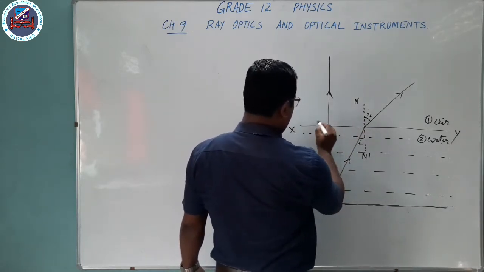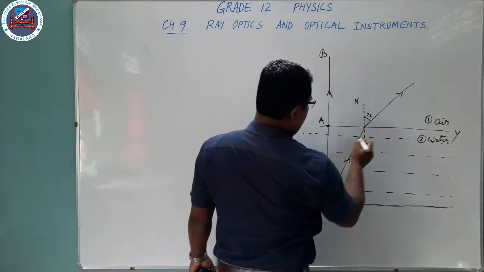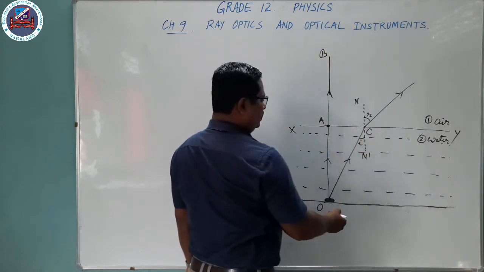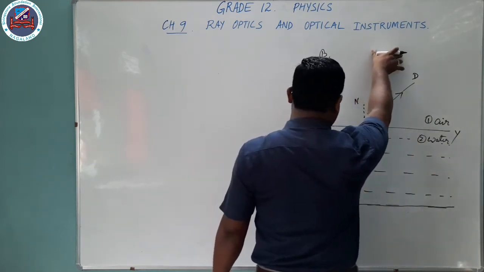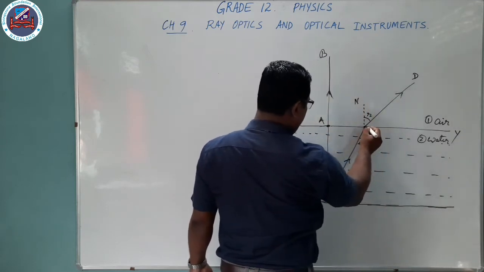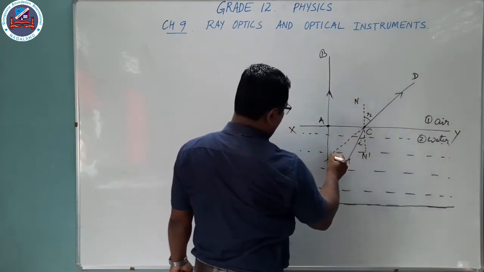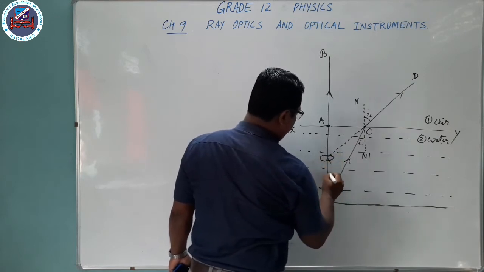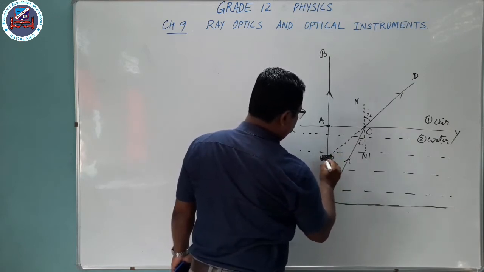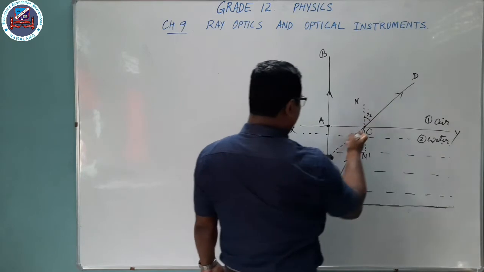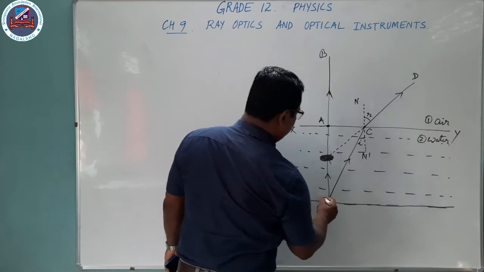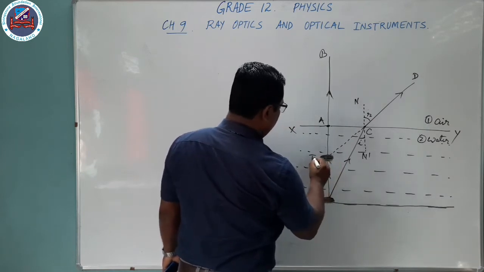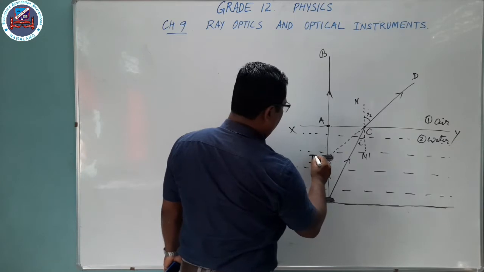Suppose this is A, this is B, let it be C, this is O, the object, and let it be D. So a person looking from here, you keep your eye here and see, then you will feel that the coin has come up, because we take light travels in a straight path. So this is the position of the object and this will be the position of the image. Let me write it as capital letter I.